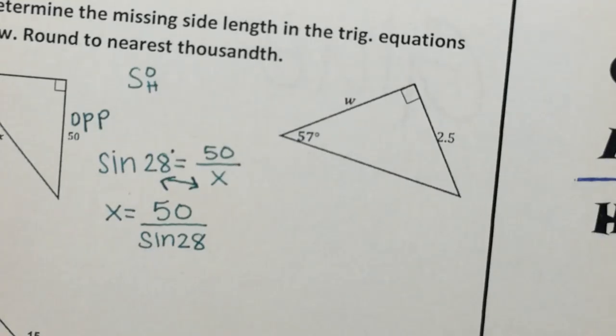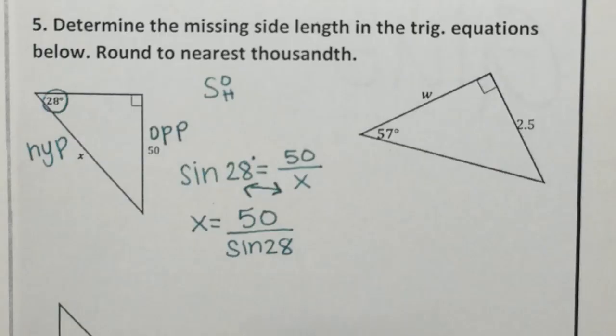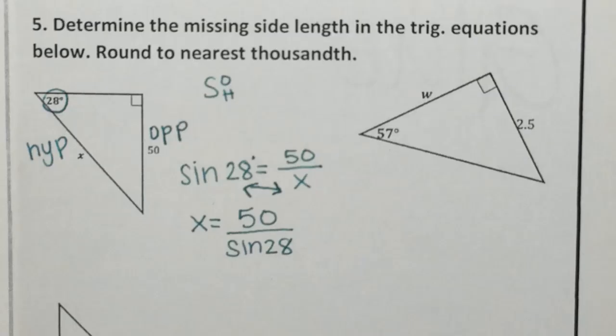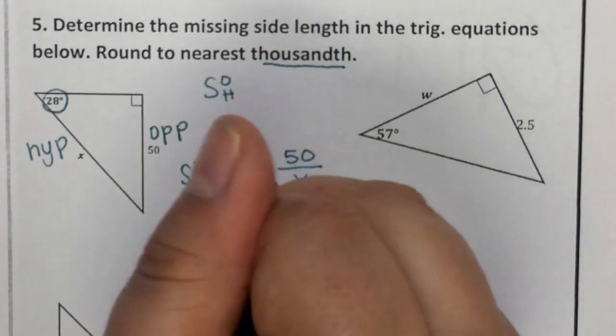So what do I do now? Put it in Desmos. Go. What is 50 divided by sine of 28? You are switching x and the sine, or x and the trig function. 106.50. And it says to round to the thousandths, so that's 3 places.